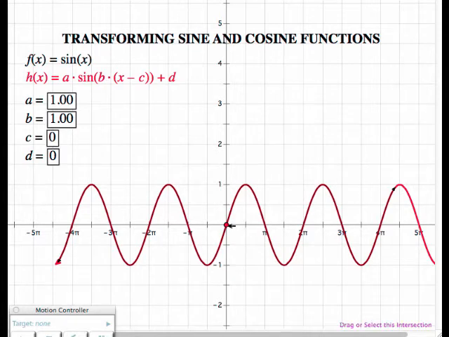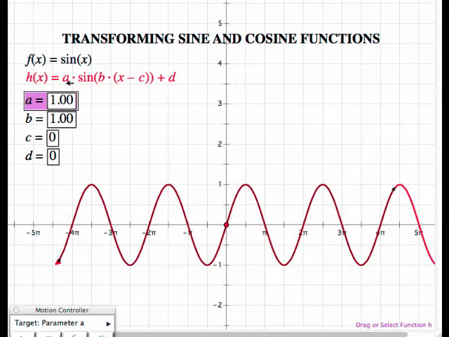Our period, remember again, is the horizontal distance that it takes for the graph to go through one complete cycle. So your standard period for sine or cos is 2 pi. Your standard amplitude is 1. Now let's start making some transformations to the graph by introducing 4 parameters in different positions. And let's begin with a.